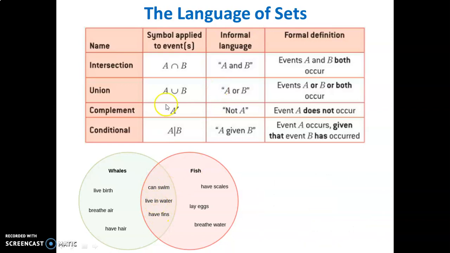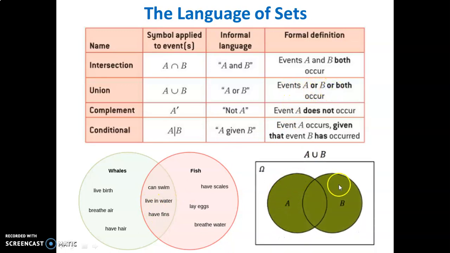Next, we have union. That is often read as A or B. Sometimes when you think of something or something, for example, the traits of whales or the traits of fish, you might think it's only this part and this part. Don't make that mistake. In probability language, when we say A or B, we mean one or both of them. So that's what it says here, events A or B or both.